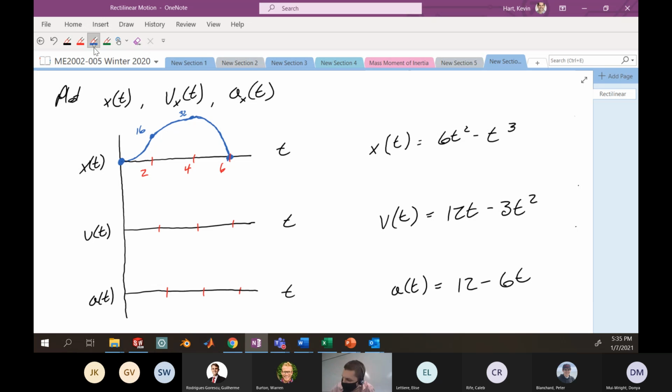Let's look at our velocity. Here at time 0, velocity is obviously 0. At time 2 seconds, we have 24 minus 3 times 4, which is 24 minus 12, which is going to be 12. Put in our 4-second value here: 12 times 4 is 48, minus 3 times 16 is also 48. So this ends up being 0.